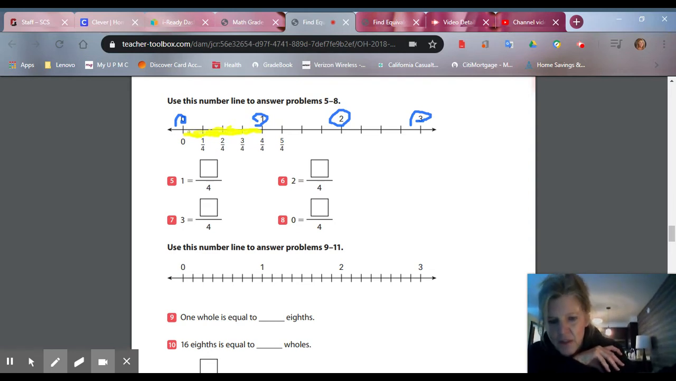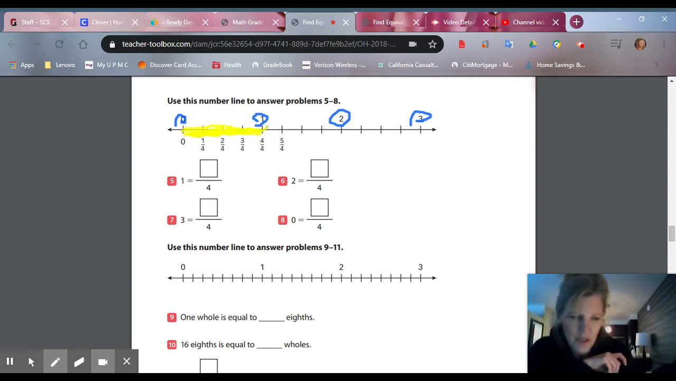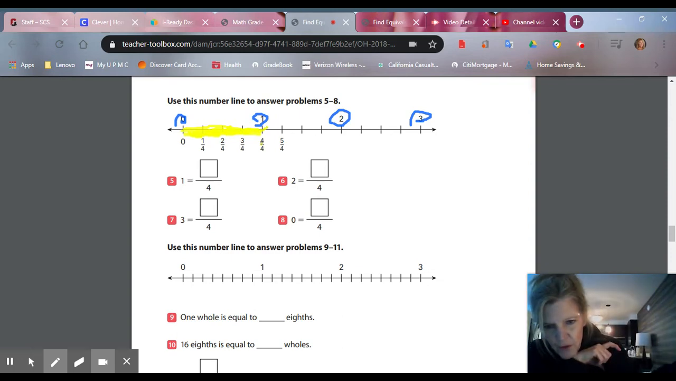And notice when you get to 0, from 0 to 4/4, you have the whole first section of the number line. When you're at 4/4, you're also at 1 whole. Okay. Then the next section takes you to 5/4.